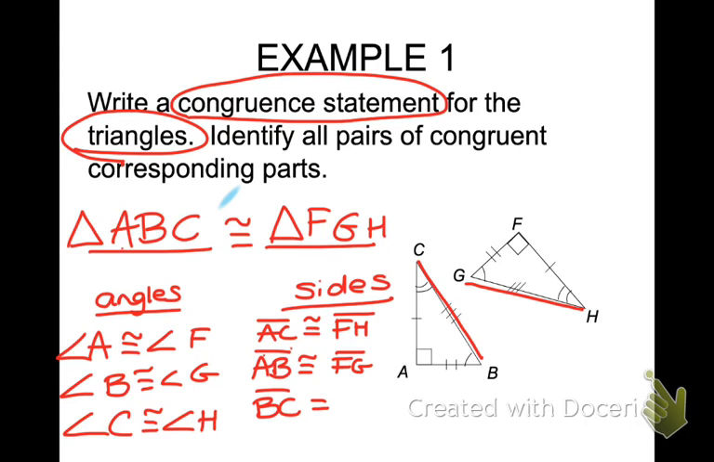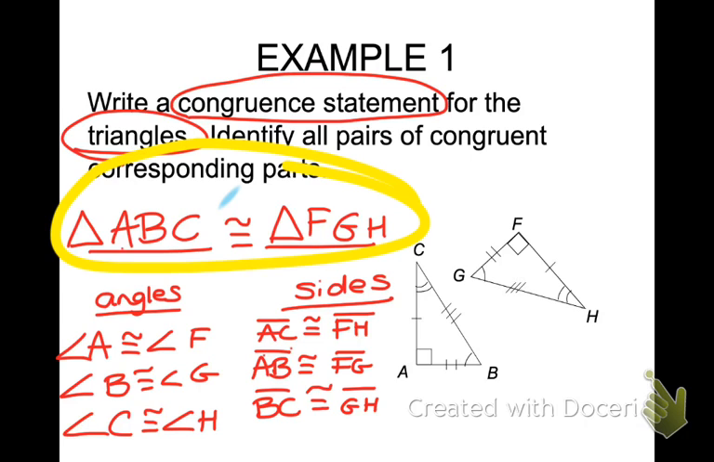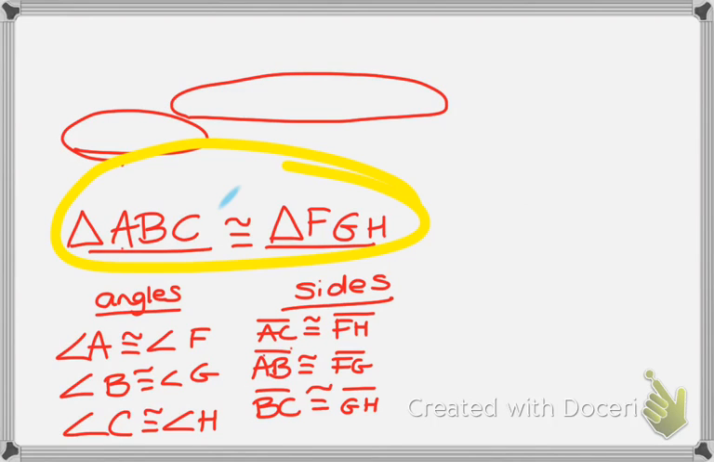So again, it doesn't really matter the order, as long as you have your corresponding parts matching up. So B would match up with G on the other side, and then C matches up with H. So I have 3 sets of congruent corresponding angles, and I have 3 sets of congruent corresponding sides. Once you have this congruent statement, you don't really need to even look at the diagram, because as long as that congruent statement's right, you should be able to just come up with the corresponding parts by looking at it.